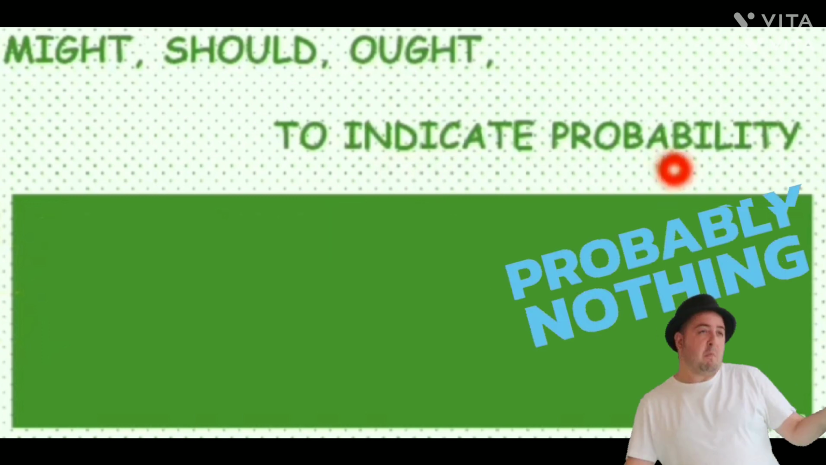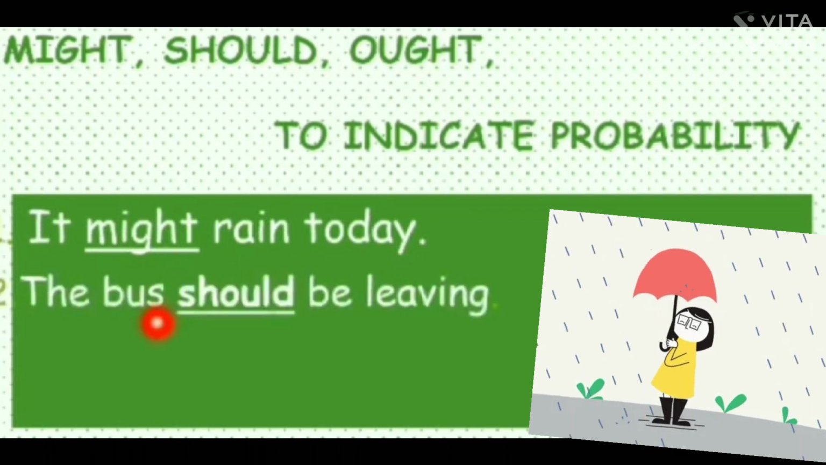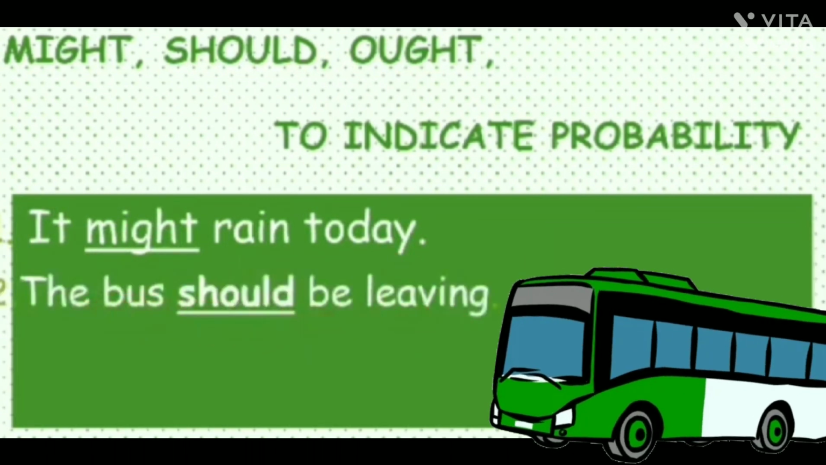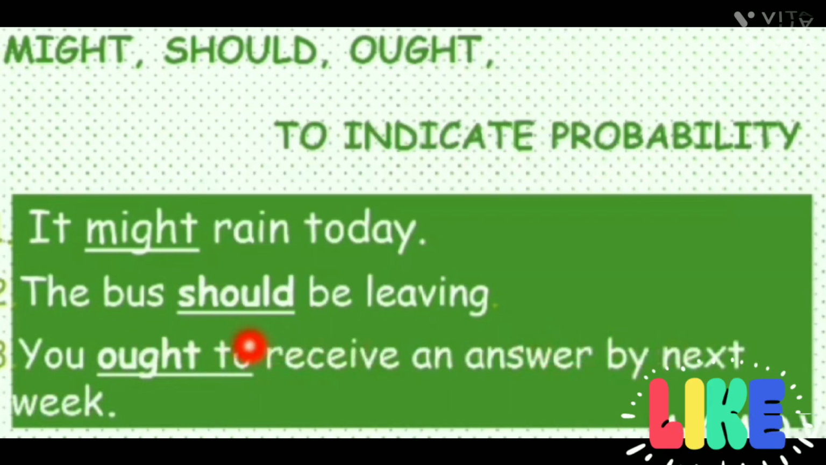To indicate probability, modal verbs might, should, and ought are used. It might rain today. Next one, the bus should be leaving. Number 3, you ought to receive an answer by next week. These are the examples showing probability.